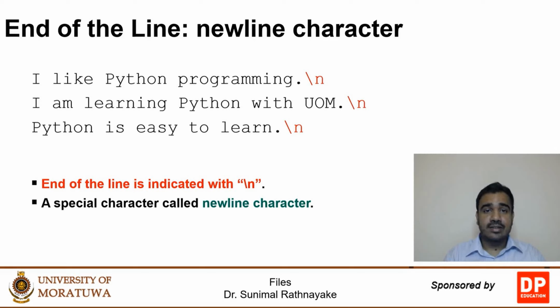Since it is a special symbol used to indicate the end of the line, it is not visible in the text file. However, while printing a sequence of characters, whenever a newline is encountered, Python goes to the next line before printing the next character. In our text file, the placement of newline characters is shown in the slide.